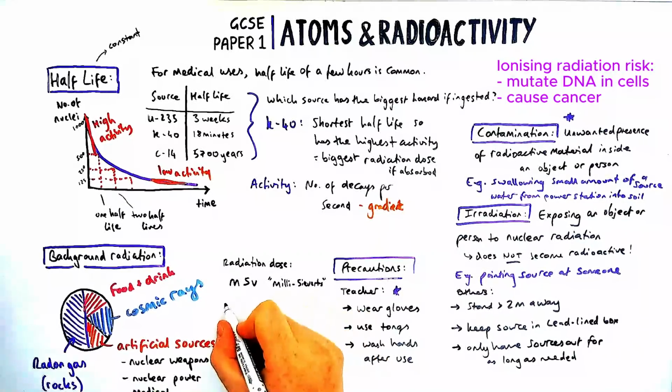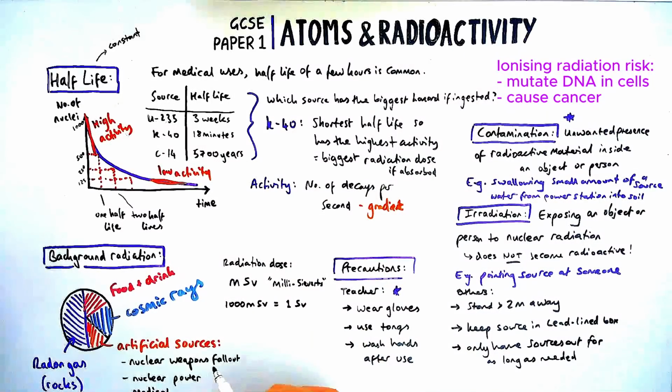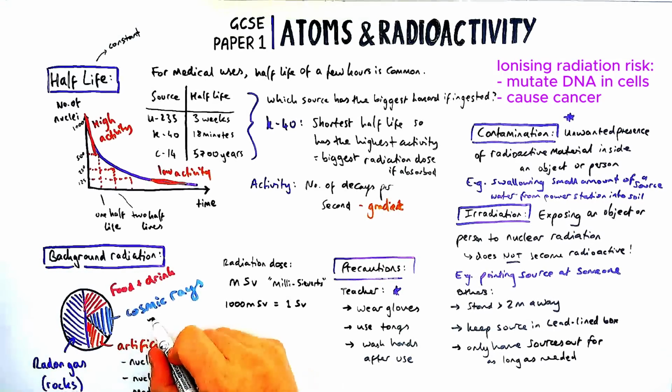Now, radiation dose is measured in something called millisieverts. Sieverts you don't need to know as the unit, but it's a good example of just being familiar with it so you don't get put off in questions. Now, millisieverts means 1,000 millisieverts is 1 sievert, or 1 millisievert is 1,000th.